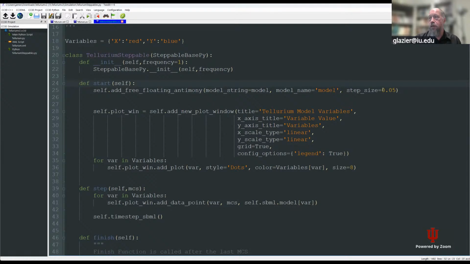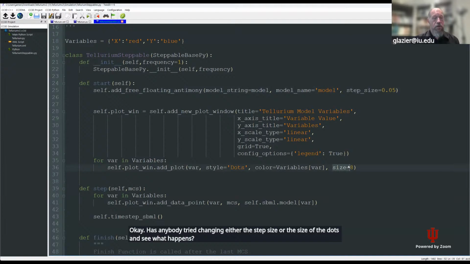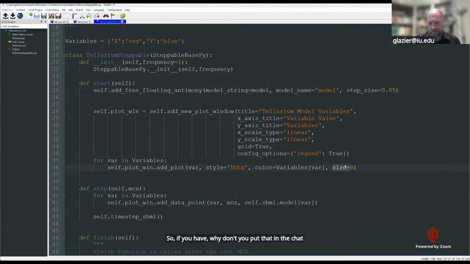Has anybody tried changing either the step size or the size of the dots and see what happens? So if you have, why don't you put that in the chat for us? Yeah, somebody says make it smaller, it becomes slower.